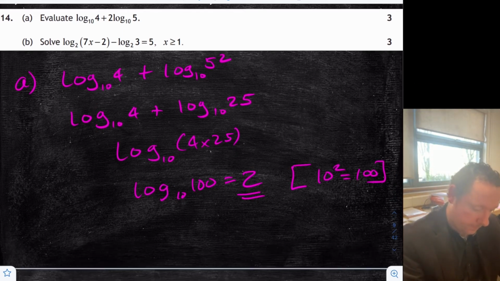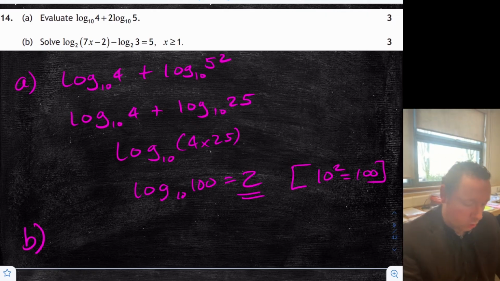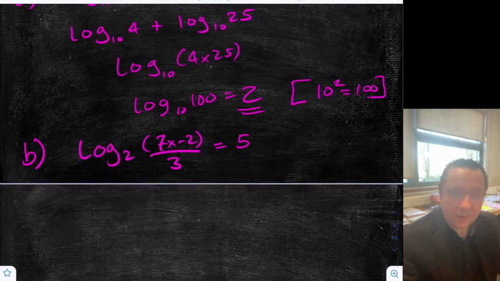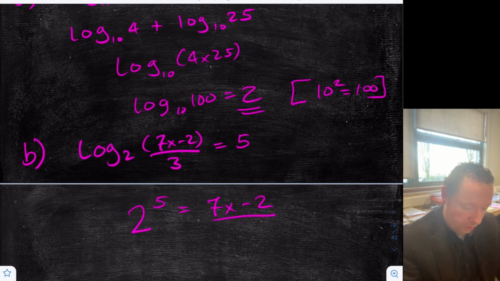Part B. Solve log 2 7x minus 2 minus log 2 3 equals 5. So we'll combine that into one log straight away by writing log 2 7x minus 2 all over 3, because a minus means we can divide. And that equals 5. So then using our rules of logs to eliminate, we've got a log on one side and a number. So 2 to the power of 5 equals this. So I can write that 2 to the power of 5 is 7x minus 2 over 3.